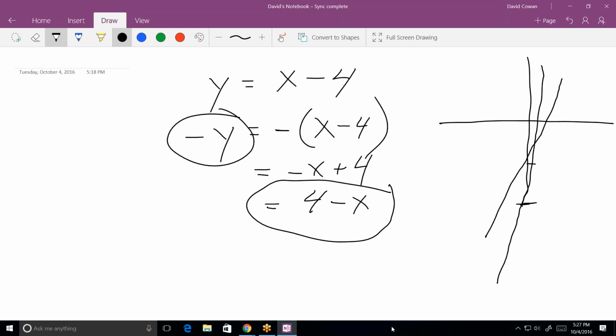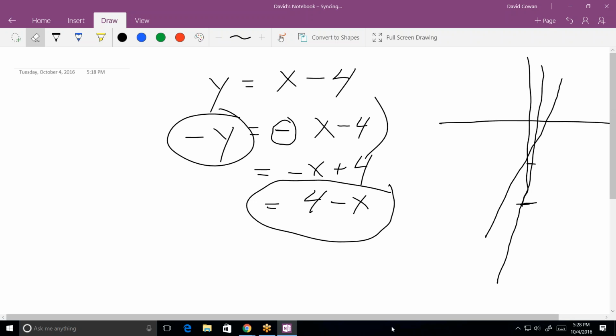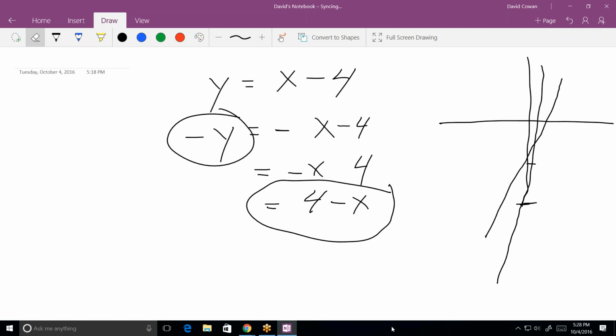Just make sure that you use parentheses, because this negative sign has to be distributed to the x and the negative 4. If you don't have any parentheses in there, you're going to end up with the wrong answer. If I drop my parentheses, then I end up with that, which isn't correct at all. In other words, minus x minus 4 is not the correct answer.